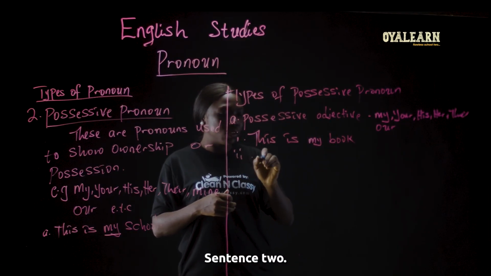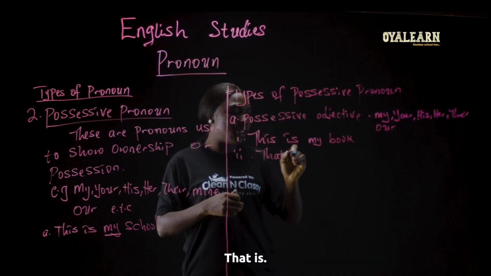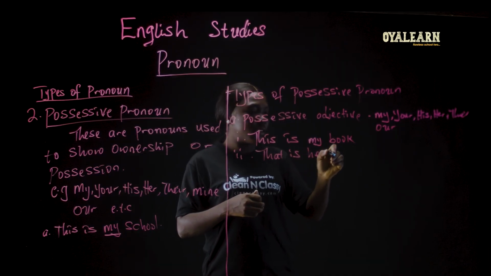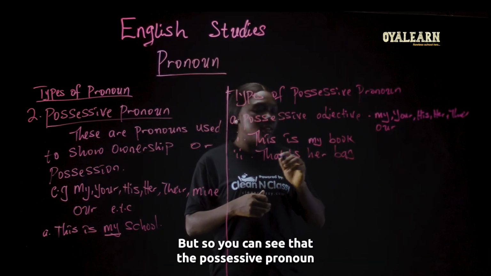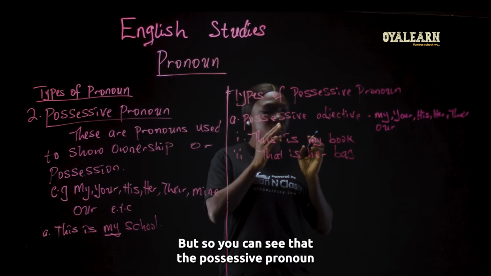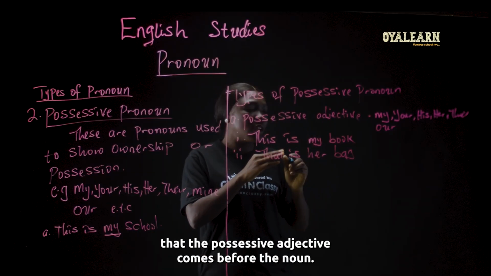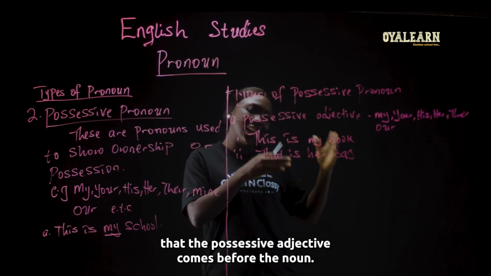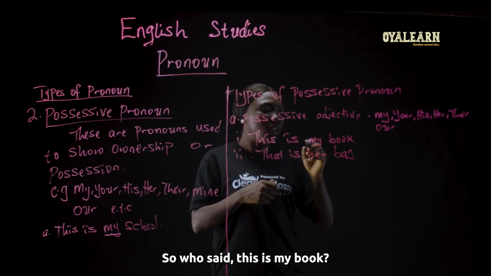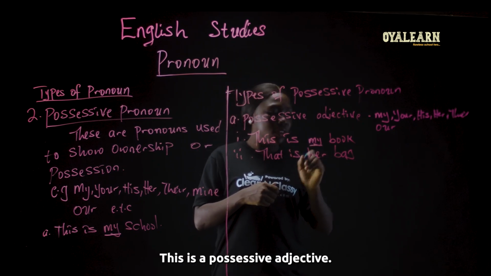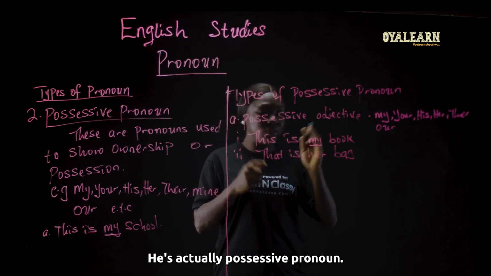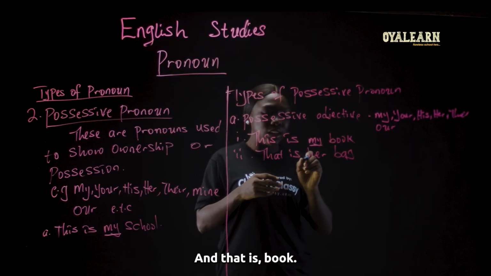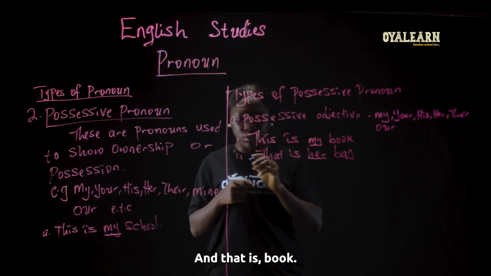Sentence 2, that is a bag. So you can see that the possessive pronoun, that is the possessive adjective, comes before the noun. It tells us who owns the book. So it said, this is my book. This is a possessive adjective, which is actually a possessive pronoun, and that is a book.